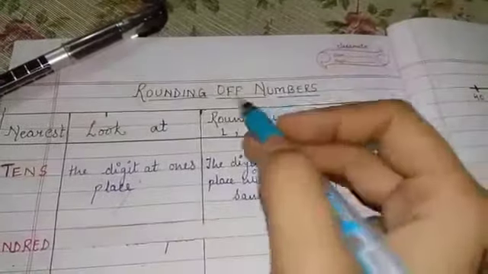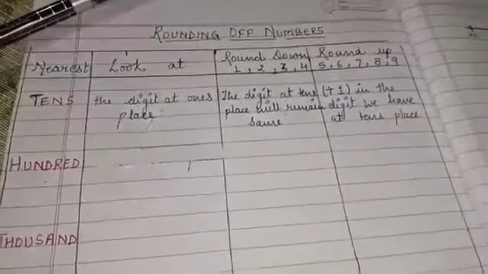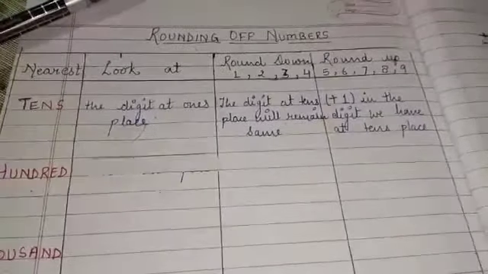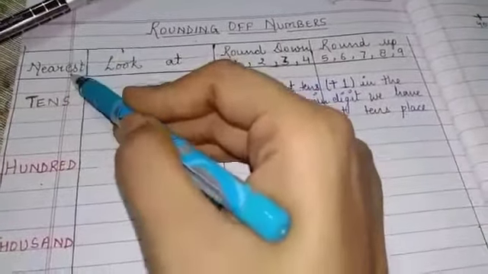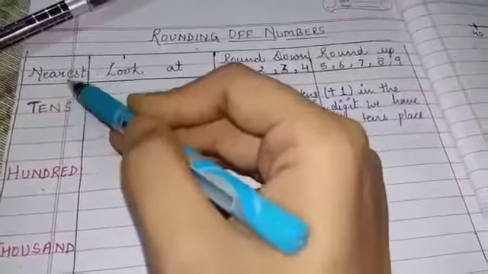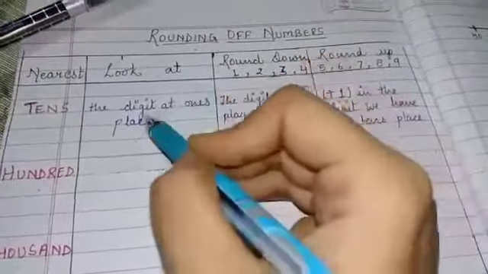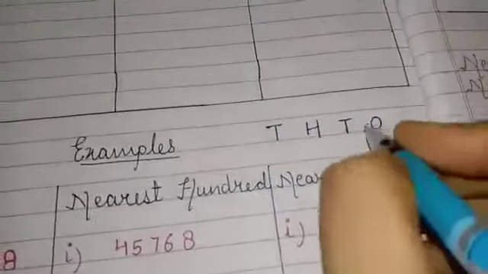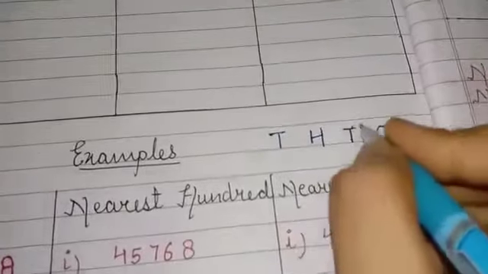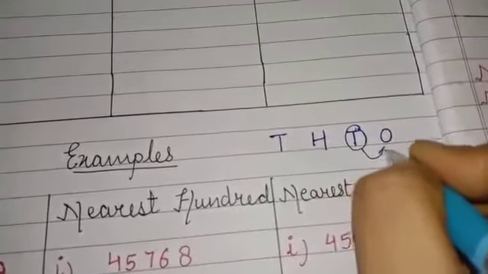So, as we have finished our topic rounding off numbers, we will do a quick revision and I'll show you one more way of solving the questions. Now see, while doing nearest tens, we will look at the digit we have at ones place.